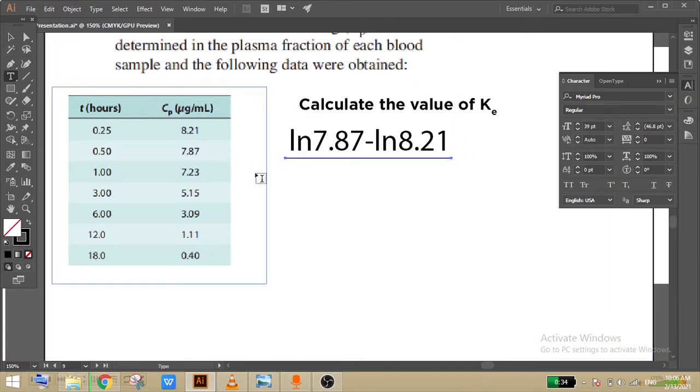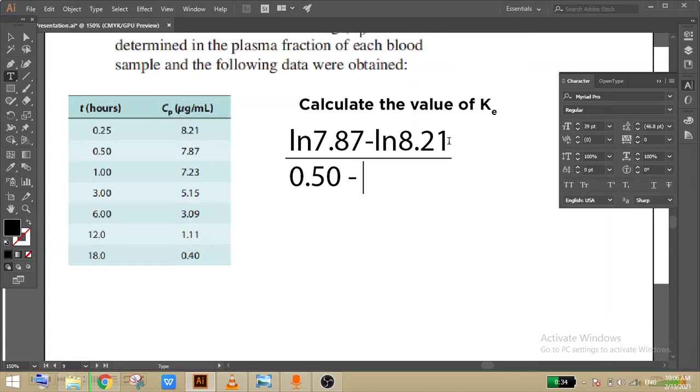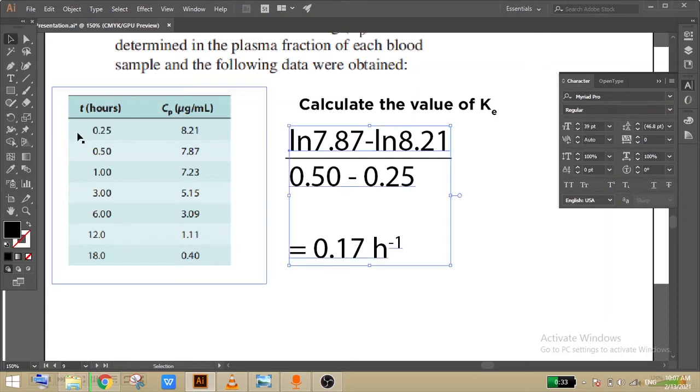Now we're going to divide this by T2 minus T1, which is 0.50 hours. The answer we get after solving this equation is 0.17, and the units for the elimination rate constant are per hour. So our answer is 0.17 per hour.